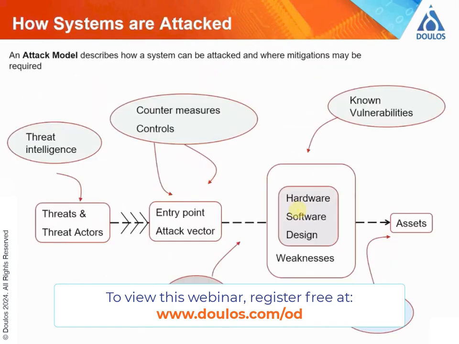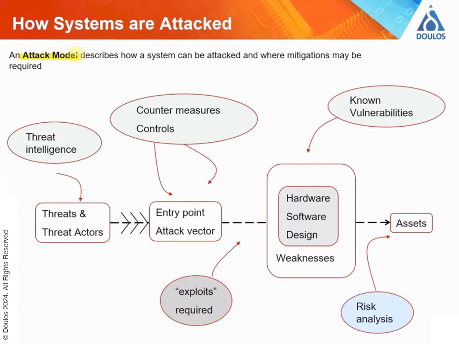So one way to think about how your system could be secured is to think about how it could be attacked. And we can do that using what's called an attack model. This is a simple example here where we have the system itself in terms of the hardware, the software. There are potentially weaknesses and known vulnerabilities in that hardware and software. We need to be aware of those.